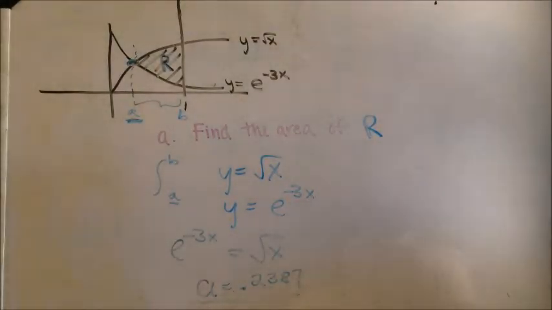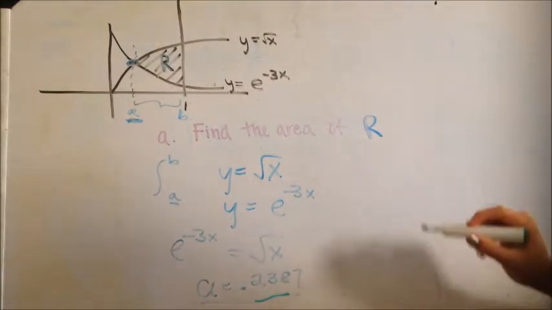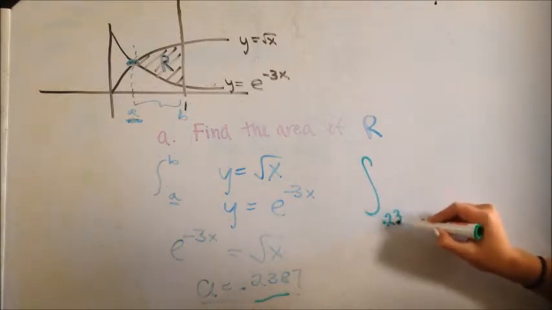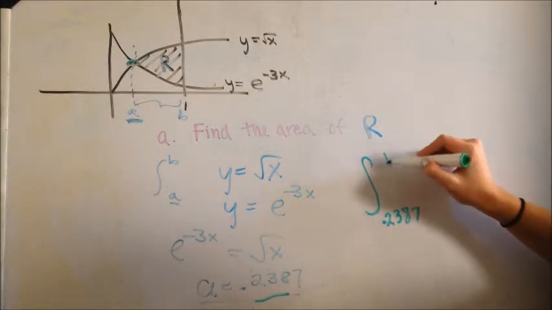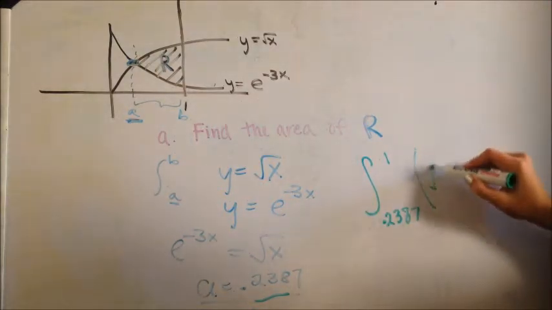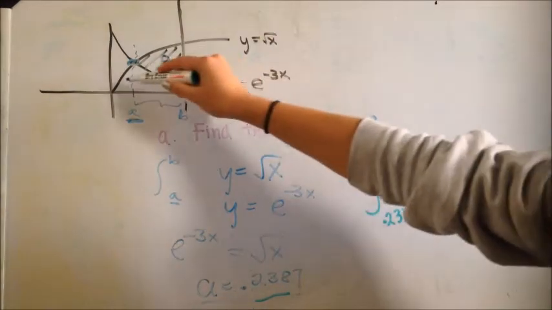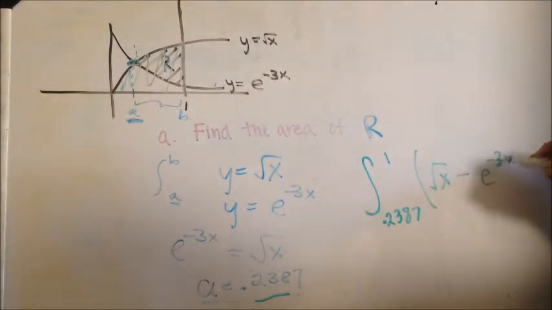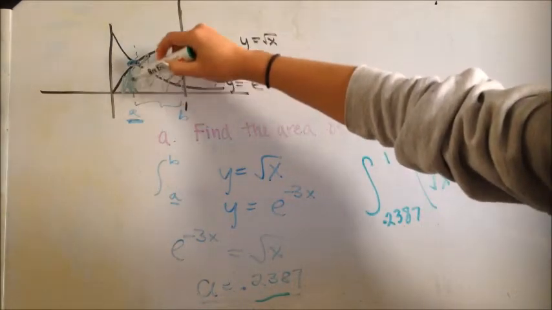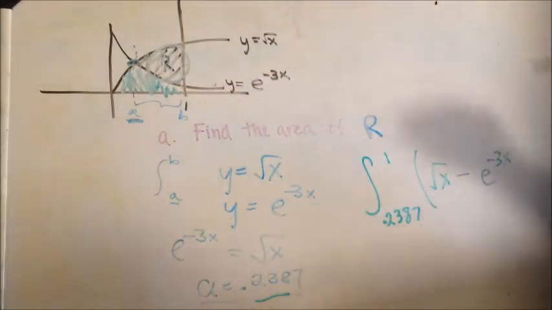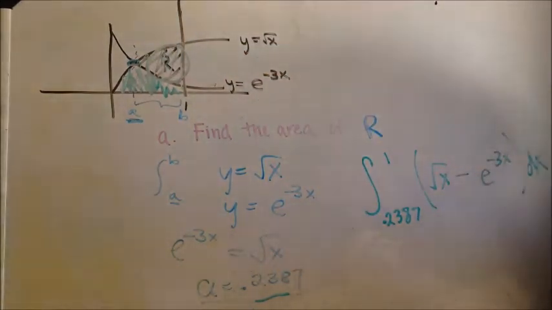Alright, so next we're going to use the bounds that we discovered, so now we know what A is, to set up our integral to find the area. So A, about 0.2387, to 1 is our bounds, and then the integral is going to be the square root of x, so all of this, minus e to the negative 3x, which is this part of it. So that's going to give us the area of R, dx.